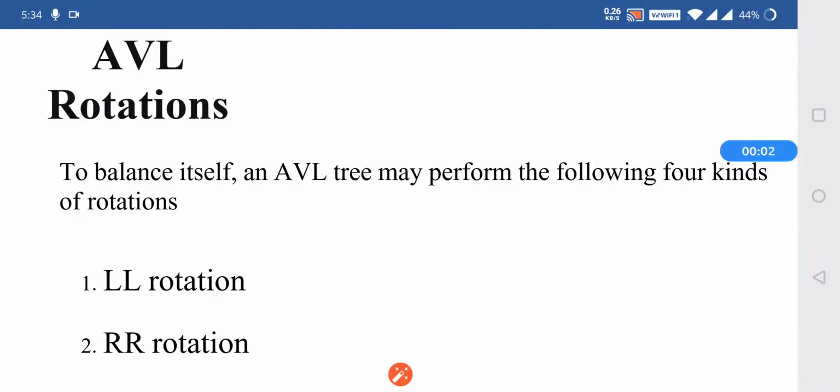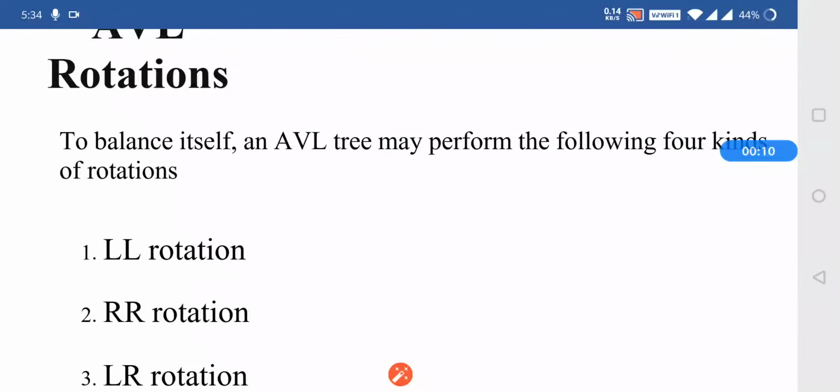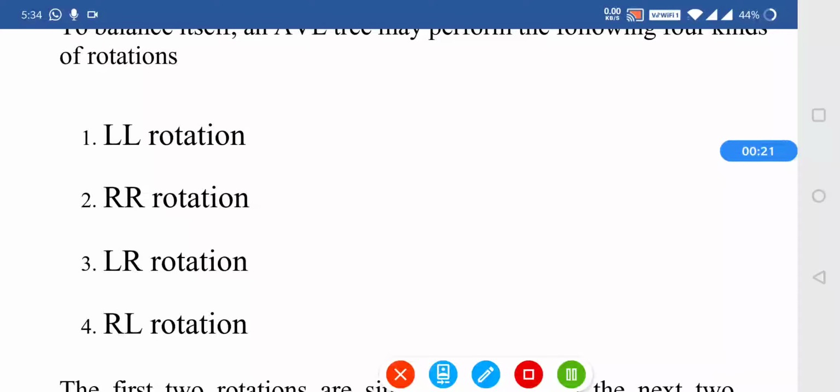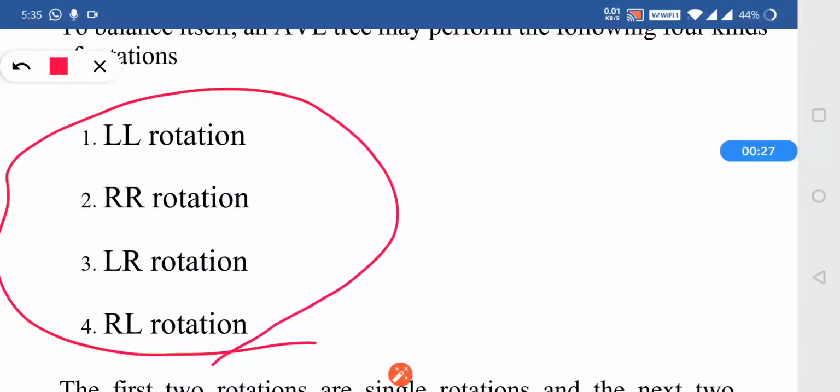So dear students, in the last lecture we have seen the AVL tree and its basic notations. In this section we will see the AVL rotations. Now the AVL tree is a height balanced tree, and for balancing the tree, the AVL tree performs four types of rotations. Whenever the balance factor is not proper and the balancing is not done, we can do these four rotations and the balancing can be done.